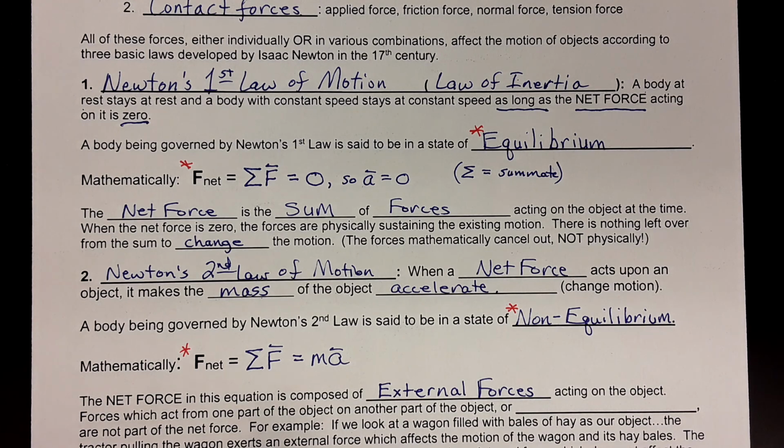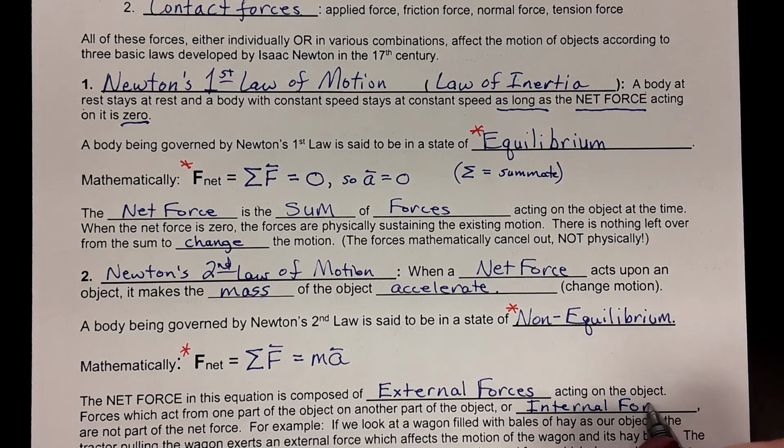Forces, however, that act on one part of an object, from one part of an object on another part of the object, are not external. They are called internal forces. To give you an example, let's suppose we look at a wagon filled with bales of hay. And let's say the wagon is going to be pulled by a tractor down the road.